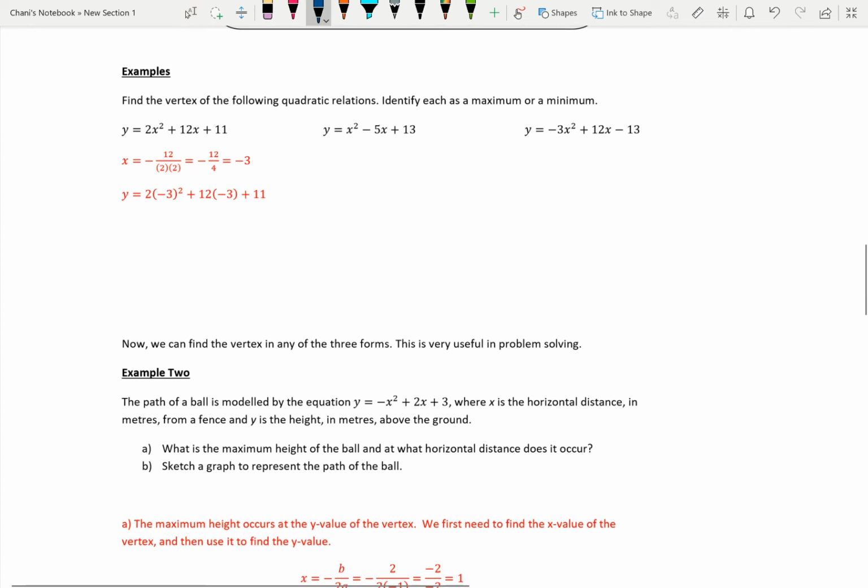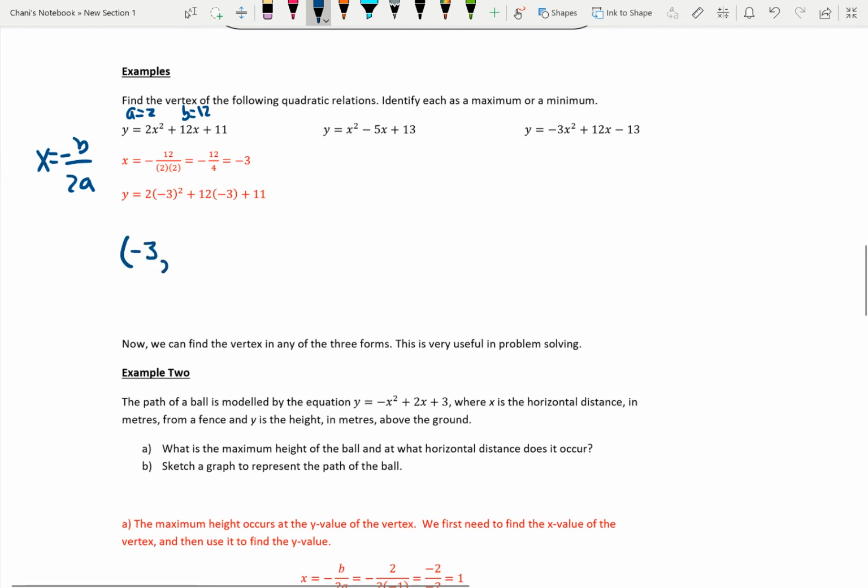Okay. So again, our x value of our vertex is negative b divided by 2a. So our a is 2, right? It's this value here. And our b is 12. It's this value here. So we take negative 12 divided by 2a, so 2 times 2. So negative 12 divided by 4 is negative 3. So the x value of our vertex is negative 3.